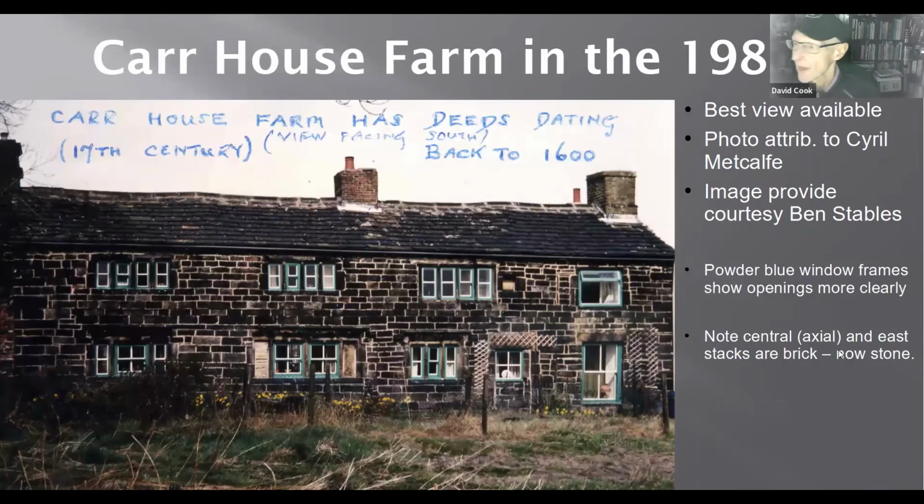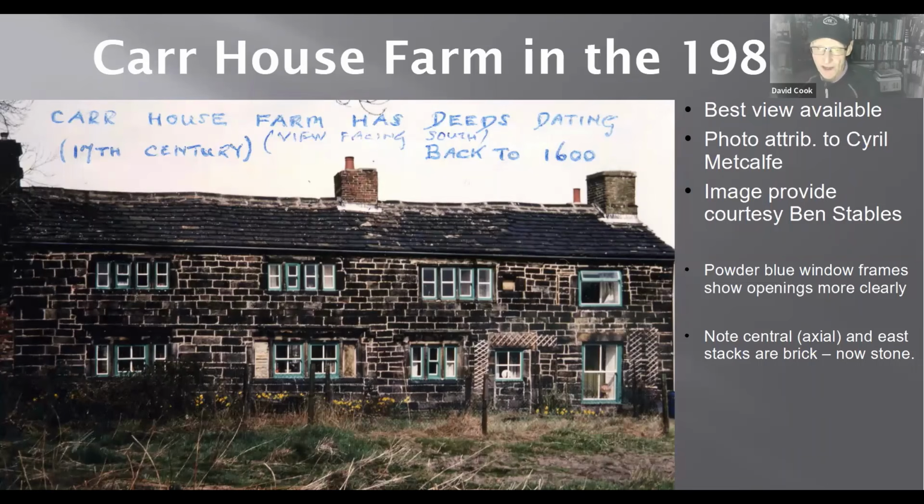Now, back in whenever that was, 1980s, I think, courtesy of Ben Staples, we've got this photograph attributed to Cyril Metcalfe, who took it and made that note on the top there, Cyril Metcalfe. This is from the file of the history of Carr House Farm, from the 1980s. Later changes around the farm itself, with buildings added beyond this, what was the garden at the front there, means now you can't really get this shot anymore, the whole of the front elevation.